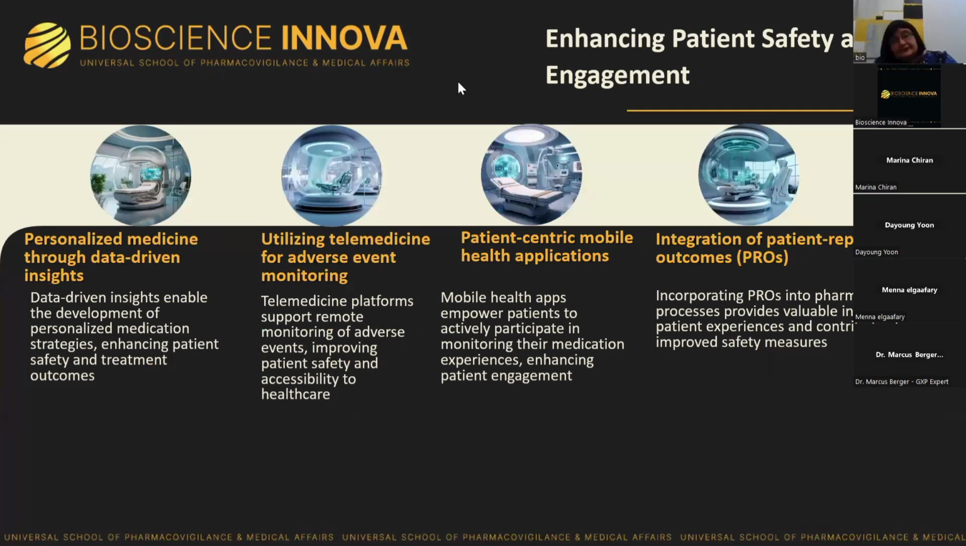Mobile health tools empower patients to actively participate in monitoring their medication experiences, enhancing patient engagement. Integration of patient reported outcomes: incorporation of patient reported outcomes into the pharmacovigilance process provides valuable insight into patient experiences and contributes to improved safety measures.